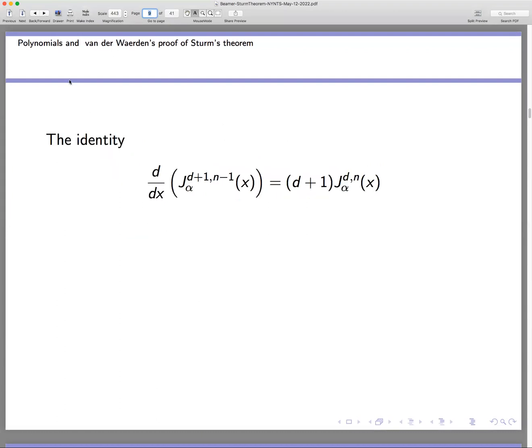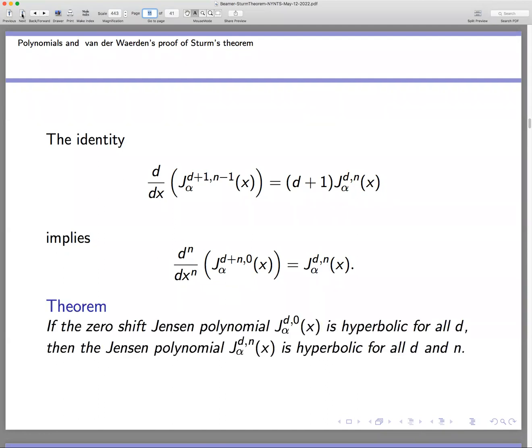Which means if you take the Jensen polynomial of degree d plus n and shift 0 and you differentiate it, then you get this Jensen polynomial of degree d and shift n. Yeah, sorry to pester, but again, you need that constant. Yeah, there's a factorial in there now. Every time you differentiate, you get d plus 1, d, and so forth.